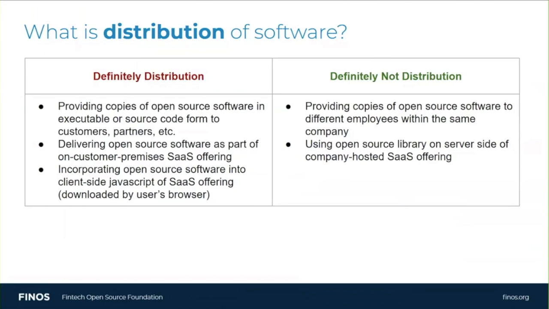You can be pretty sure that if you have an on-premises offering that you deliver to a customer and they install, or you install on their premises, on their servers, et cetera, and it incorporates Copyleft software, you can bet that's a distribution as well. And then a third one that is a little less obvious but an important consideration is if you're using open source Copyleft software in your client side JavaScript for a website or for a web-based product, then that JavaScript is going to be downloaded by the user's browser and run there. And so it's a pretty safe bet as well that would be a distribution of the software.